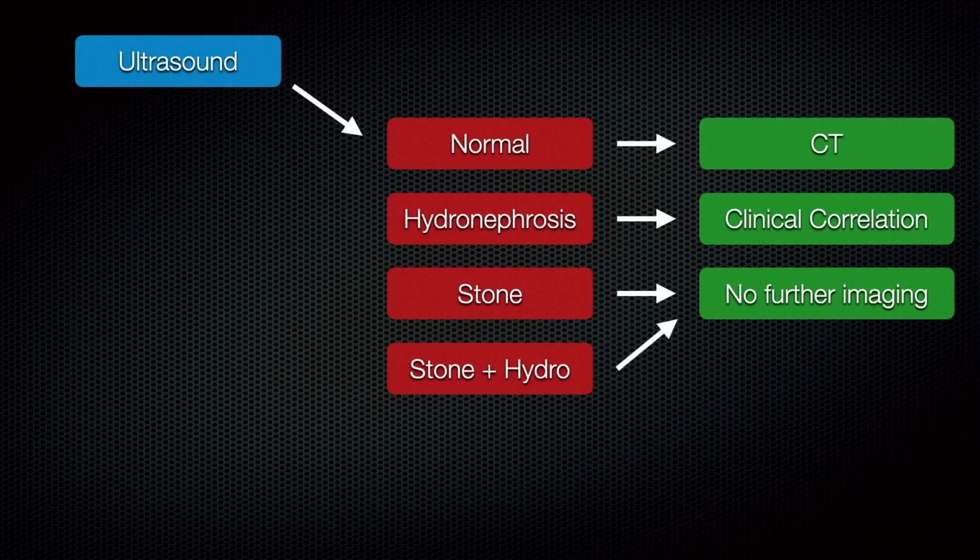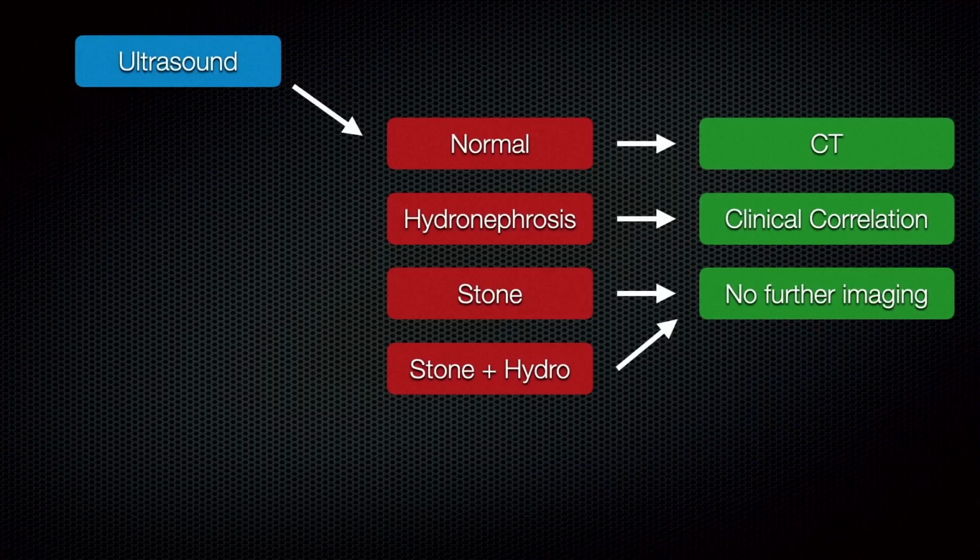Option number three is you find a stone, just an isolated stone, right? In this situation, if it fits the clinical context, they've got right lower quadrant pain and you find a right UVJ stone, Occam's razor, the law of parsimony, basically says that's probably the unifying diagnosis, and I think we're good to go, right? Option number four is basically stone plus hydro, right?